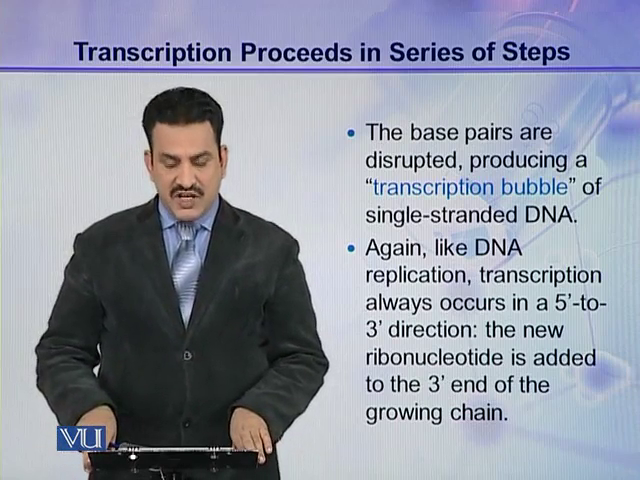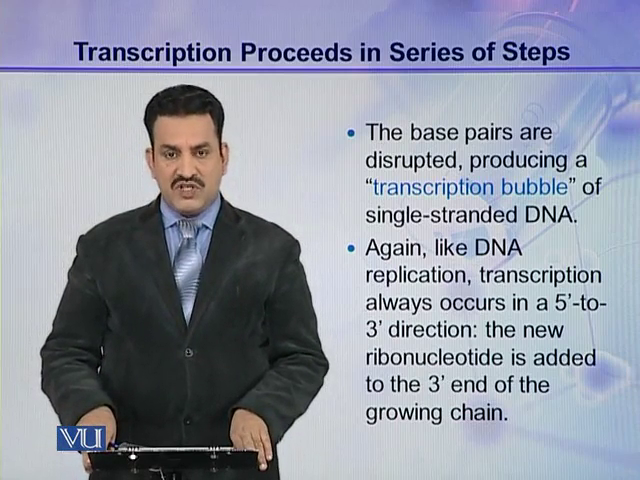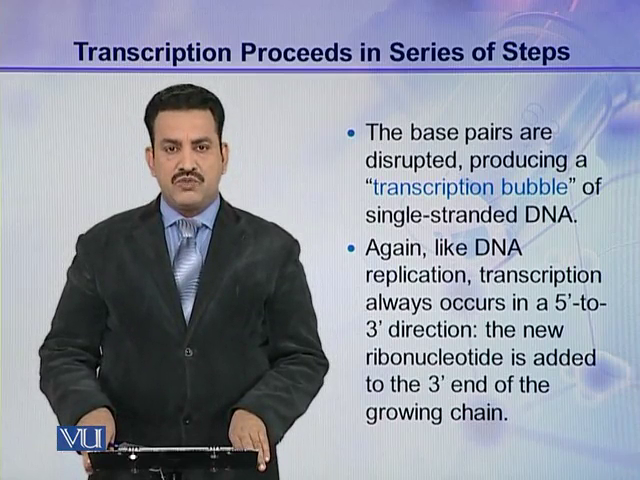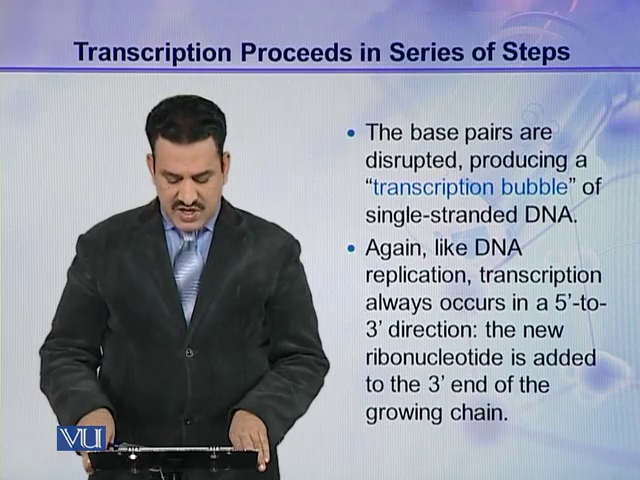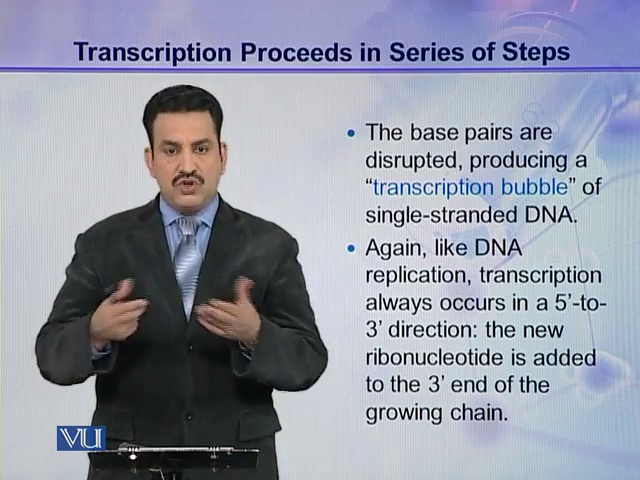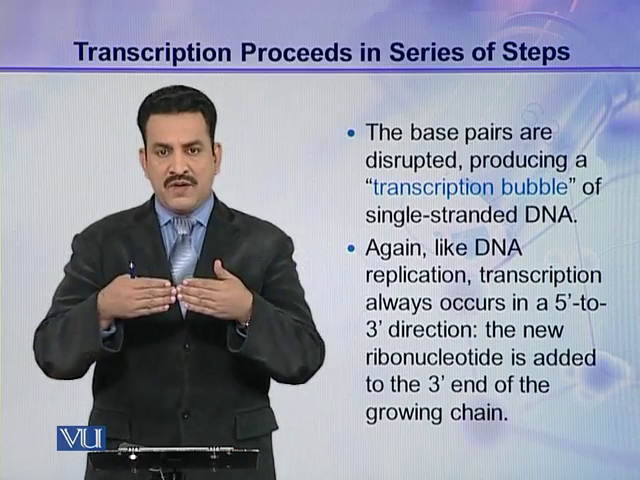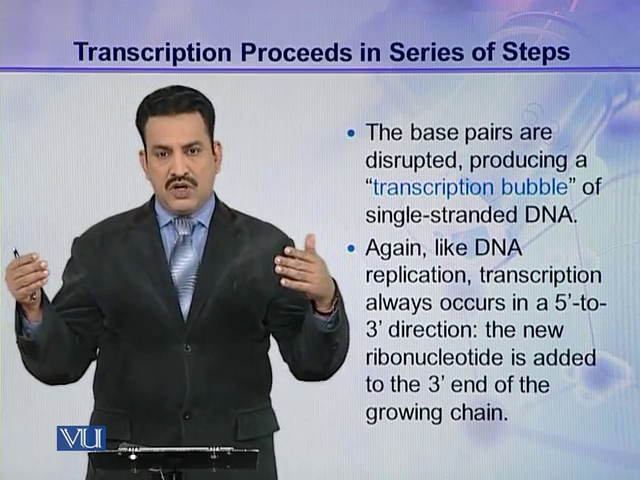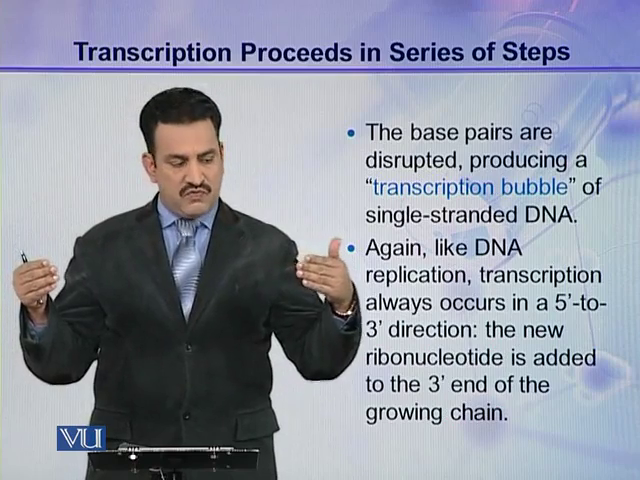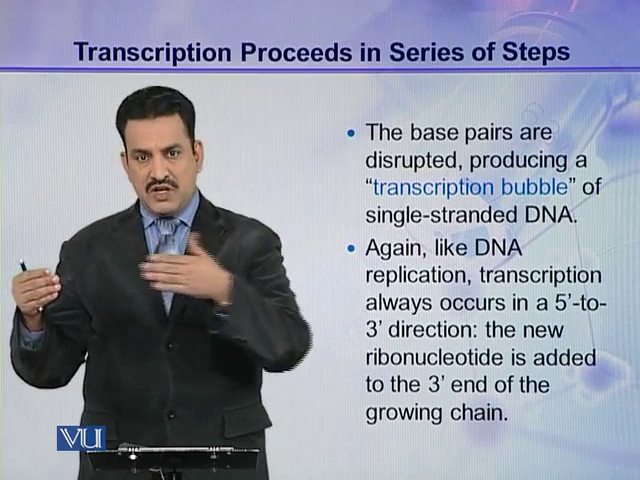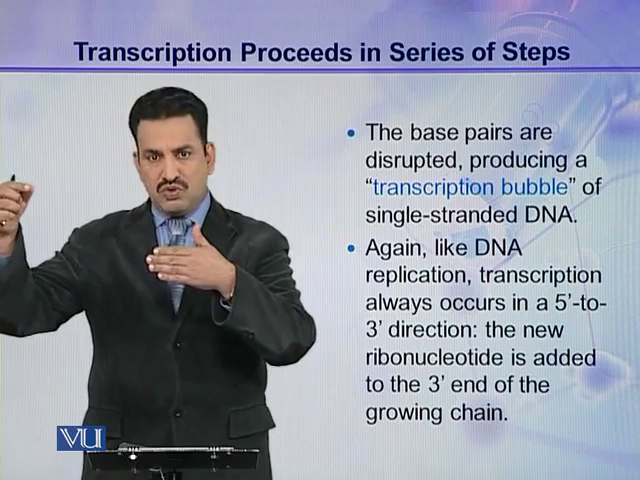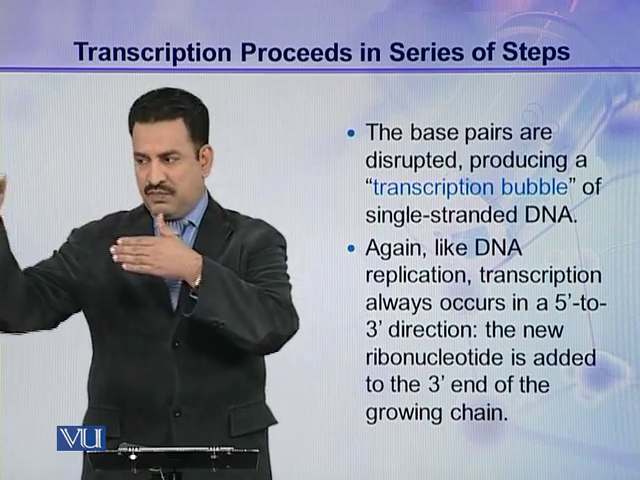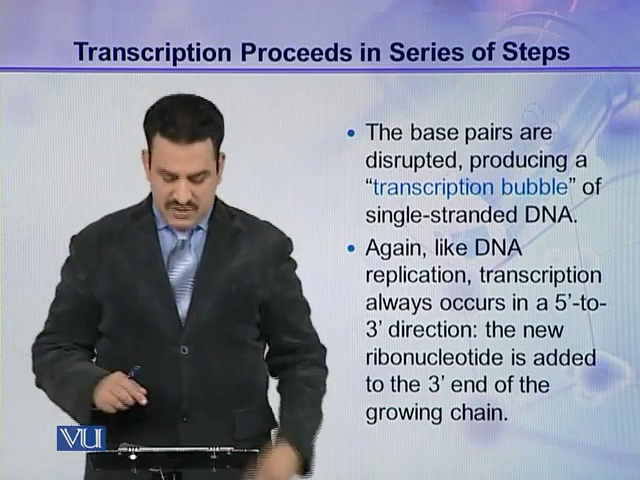Again, like DNA replication, transcription always occurs in a 5' to 3' direction. That is, the new ribonucleotide is added to the 3' end of the growing chain. So you know in DNA the polarity is 5' and 3' end. So transcription proceeds from 5' to 3' end. It means the new nucleotides will be added at the 3' end.